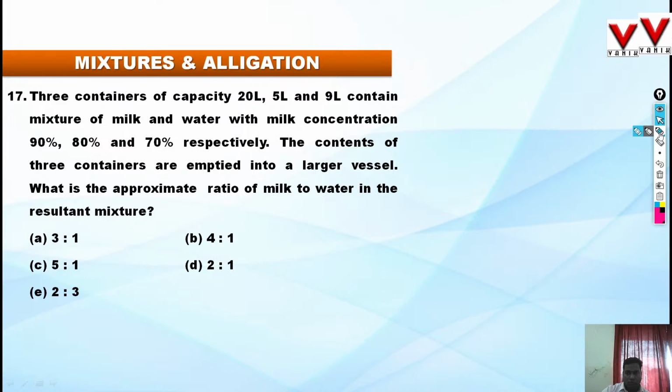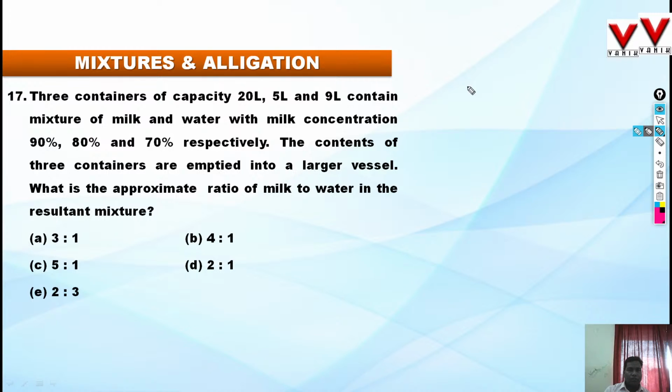Three containers of capacity 20 liter, 5 liter, 9 liter contain mixture of milk and water with milk concentration 90%, 80%, 70% respectively. The contents of three vessels are emptied into a large vessel. What is the approximate ratio of milk to water in the resulting mixture?